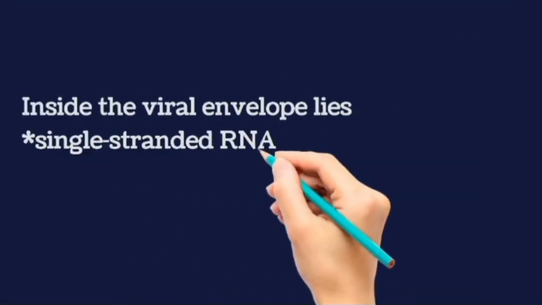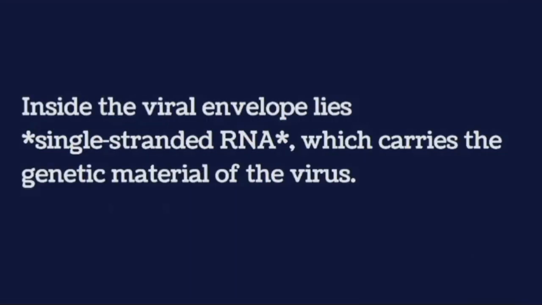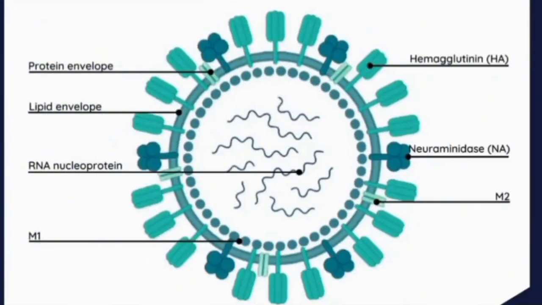The genetic material of influenza viruses comprises single-stranded RNA, which carries the genetic material of the virus. The RNA nucleoprotein is covered by a lipid envelope in which the hemagglutinin and neuraminidase spikes are embedded.